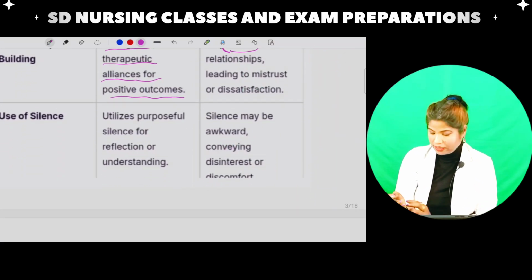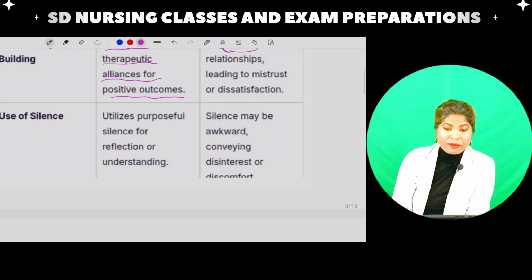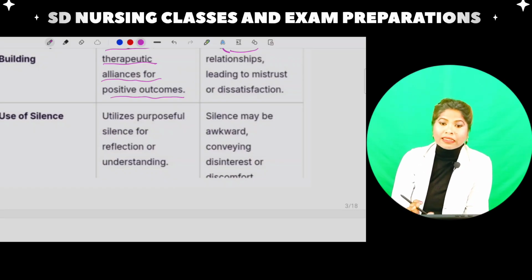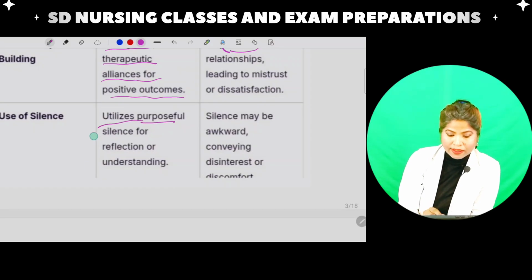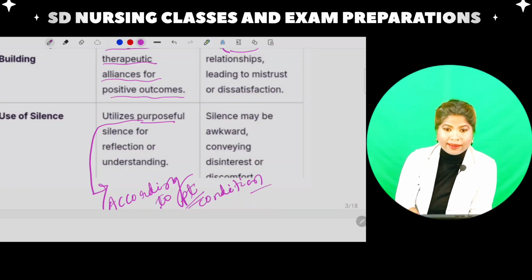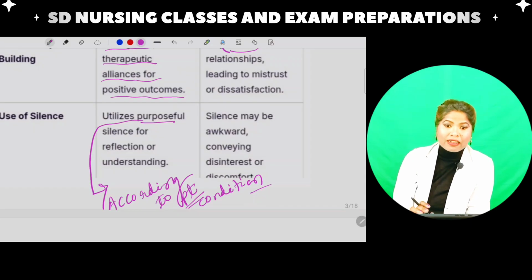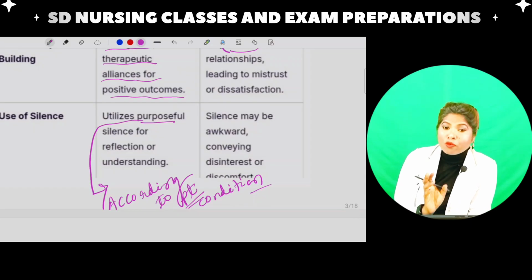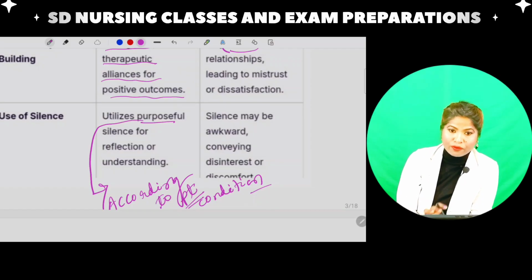Then use of silence. Sometimes what happens? Utilize it purposefully, meaning this silence. Why do we have to be silent? This is purposeful, meaning according to the patient's condition, we have to maintain silence, but not always should we be silent. If the patient wants to sleep, or the patient's mood is not good, or the patient needs privacy for some time, at that time we should be silent. Not always. Utilize purposeful silence for reflection or understanding, which I told you.